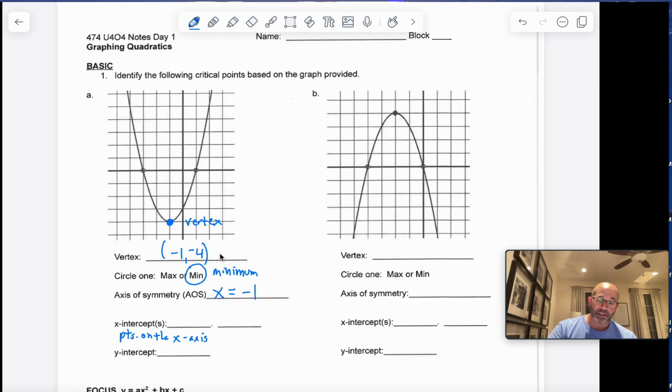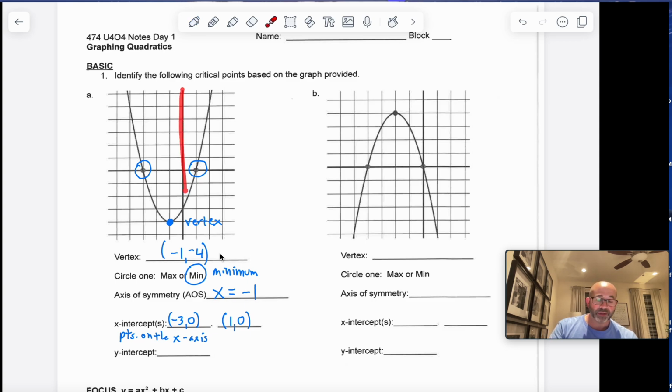So the first one that's on the left side right here, we can see is at -3, 0. And the one that's on the right side we can see is at 1, 0. So there's 2 coordinates. And then the last item that we're looking for is what's called the y-intercept.